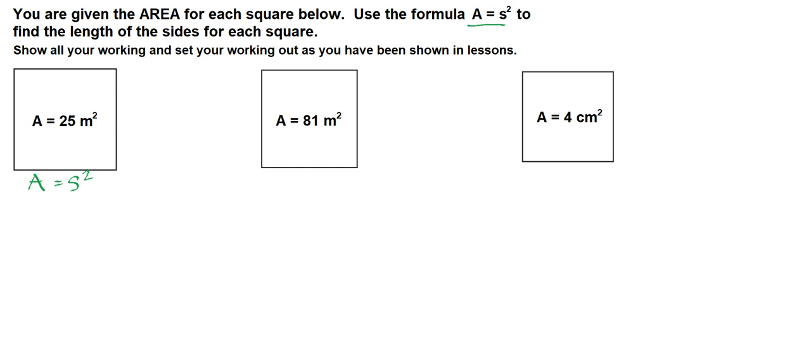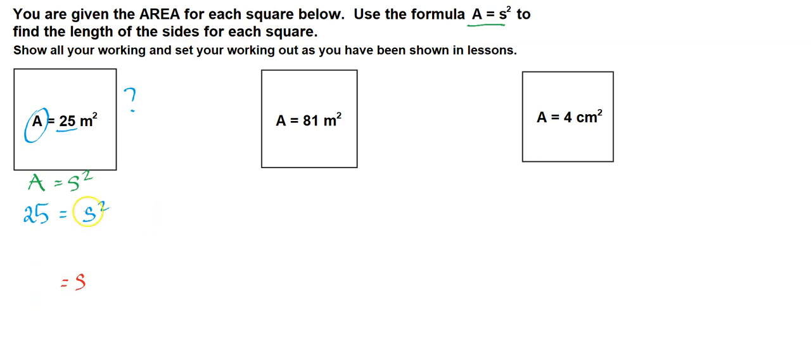Let's rewrite the equation and plug in the values we know. We know what A is. A is 25, so let's put 25 in, and we don't know the rest, so side squared. We're trying to figure out what a side is. So what we want to do now is isolate the S so that we end up with something that looks like S equals and then a number.